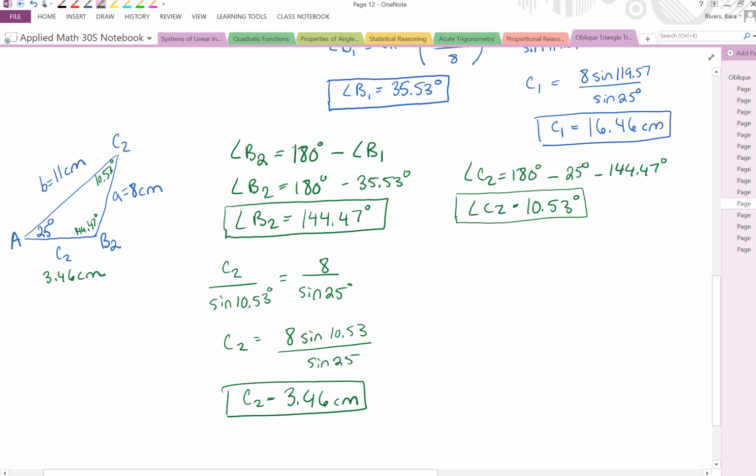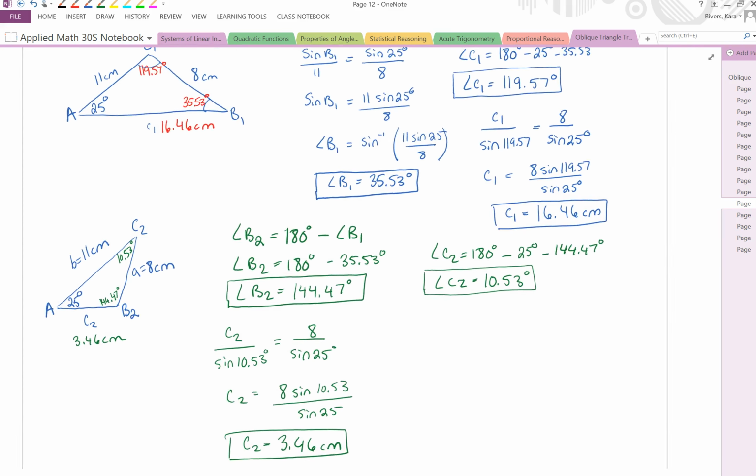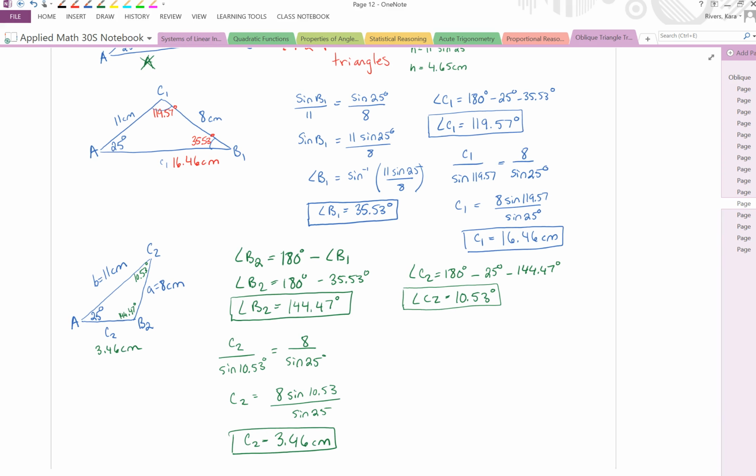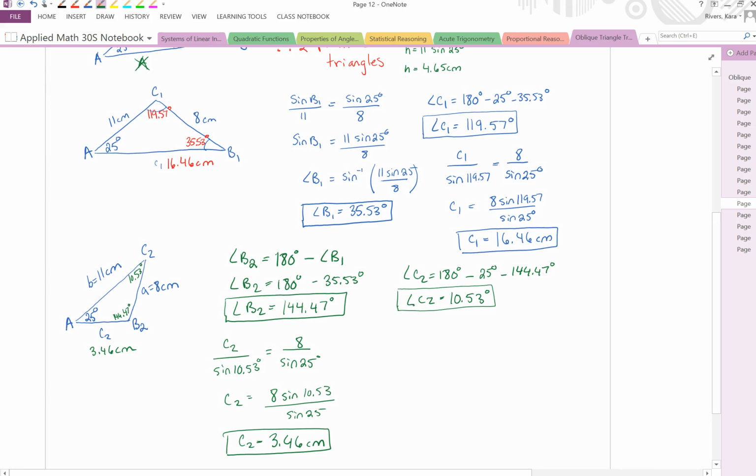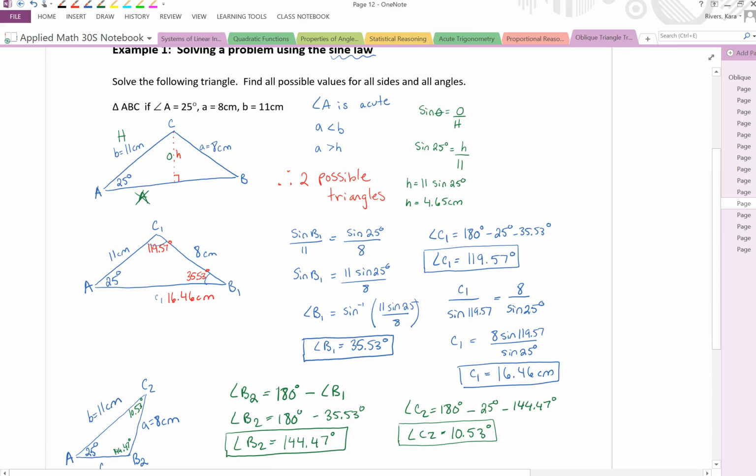So it's quite a bit of work when you go through the two triangle situation in the ambiguous case. But once you've done the first triangle, the second triangle actually goes quite a bit faster, because solving for B2 and C2, you're just using supplementary angles and the sum angle formula. Okay, so reminder, start the question by looking at whether or not angle A is acute, looking at the height, comparing side A to B, and comparing side A to the height, figure out how many possible triangles, and then go ahead and solve those.